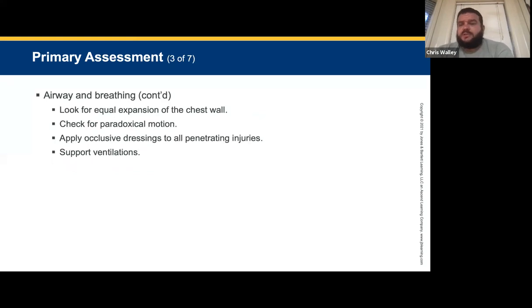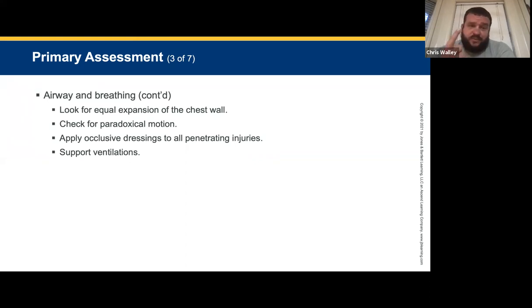Look for equal expansion of the chest wall. Again, are they breathing? Are they breathing adequately? And are they oxygenating their cells along with ventilation properly? Apply an occlusive dressing to the chest for all penetrating injuries. If it's penetrating, and we can't see the beginning or the end of it, let's say it's a GSW, I want to do a three-sided occlusive dressing to allow it to burp.